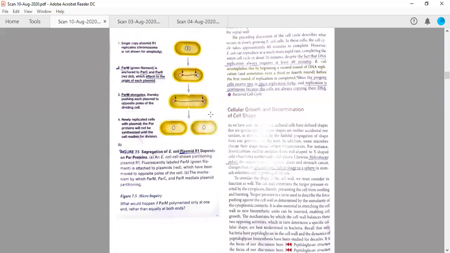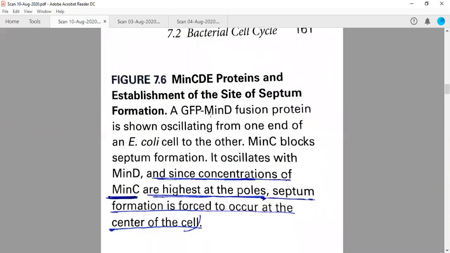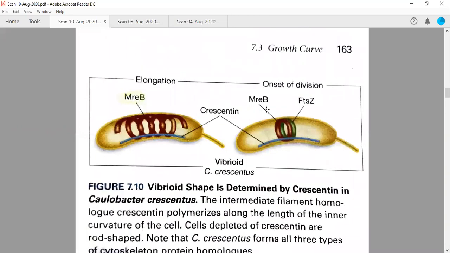And then finally, these two proteins will accumulate in the center and make a septum-like structure, and the bacterial cell will make these curvatures, or you can say these depressions in the center, and finally will divide into two.